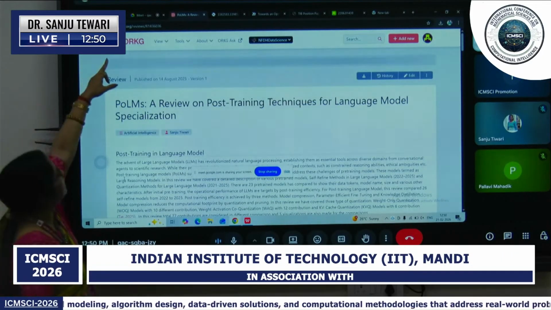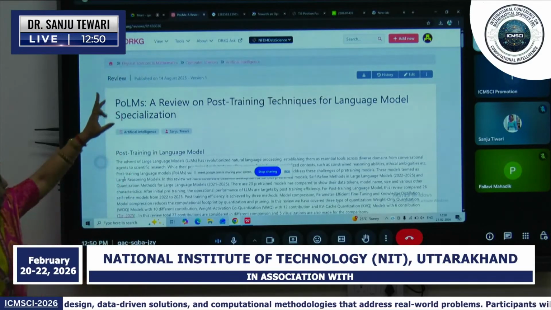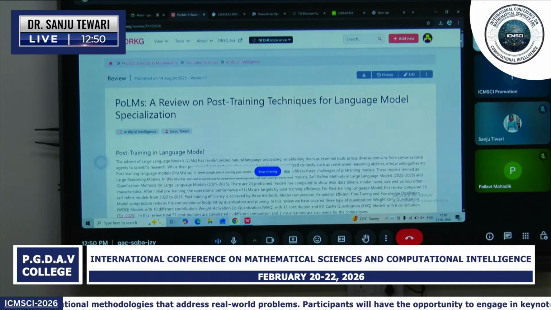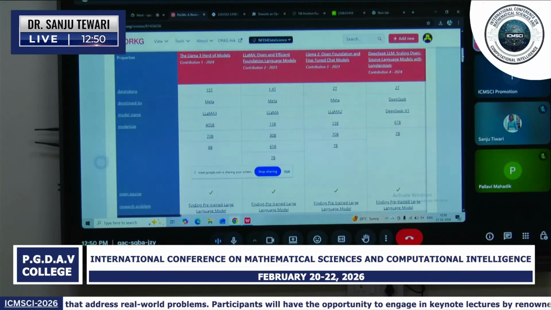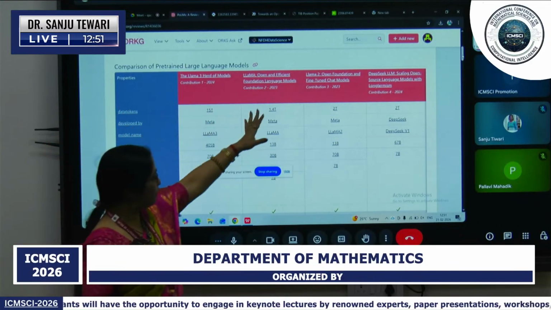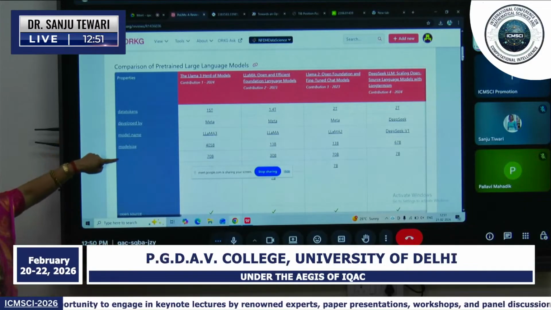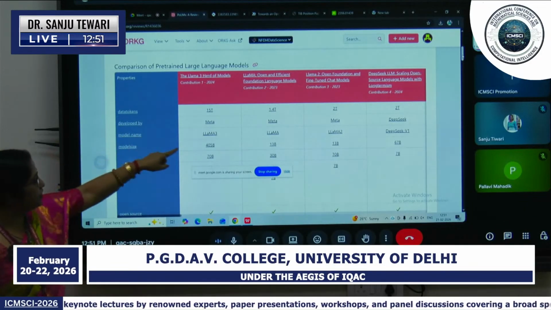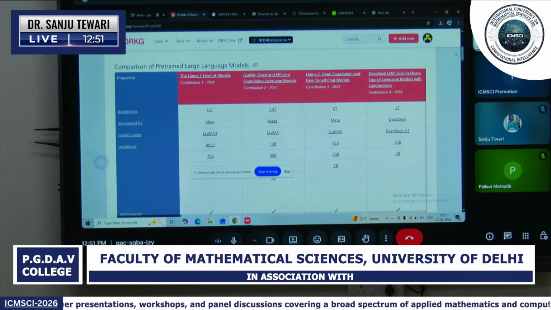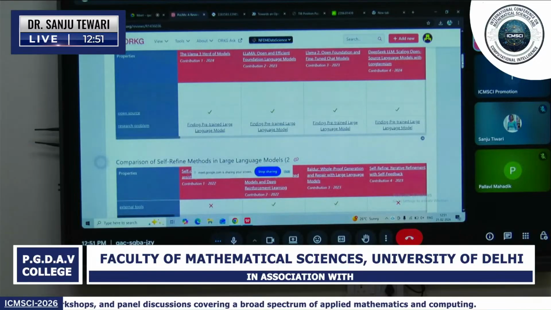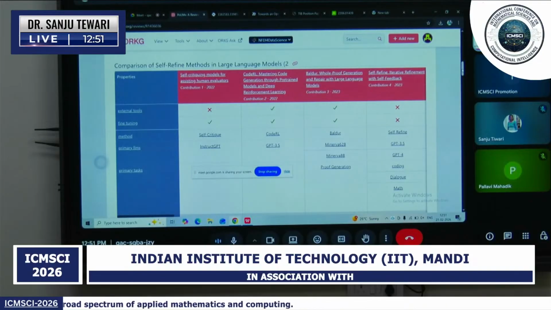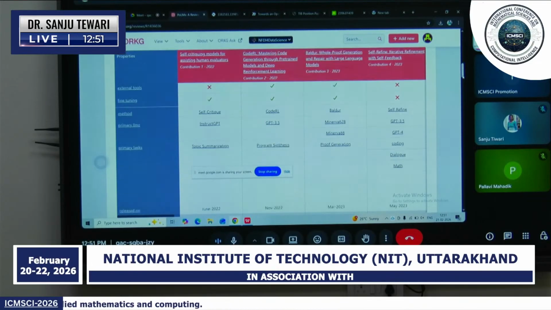You can see that it has a unique address, and it is on a specific topic, pre-trained large models. The comparison relevant to this topic is also here, based on different properties: who developed it, what the model name is, what the model size is, and many other features. You can see the research problem, and in this way, different comparisons are included in this review.